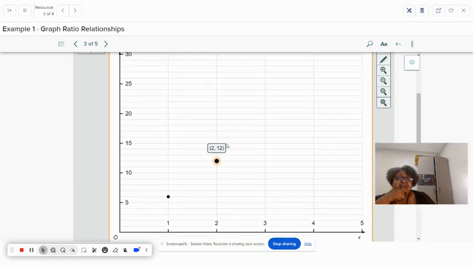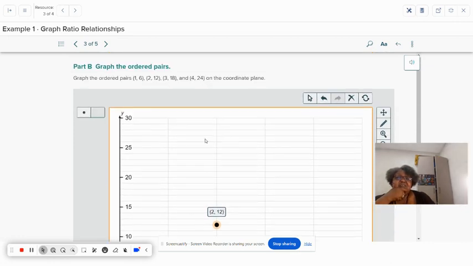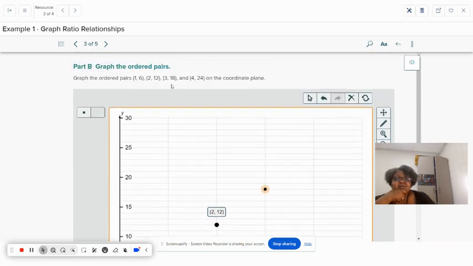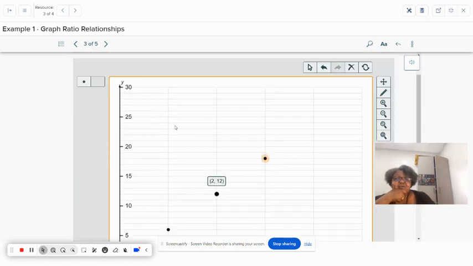So I should be able to go over 1 and up 6 and be at 3, 18. Let's see. So from this point, I can go over 1 and then up 6. 1, 2, 3, 4, 5, 6. I should be at 3, 18. That should be my next point. Yep. And then 4, 24.